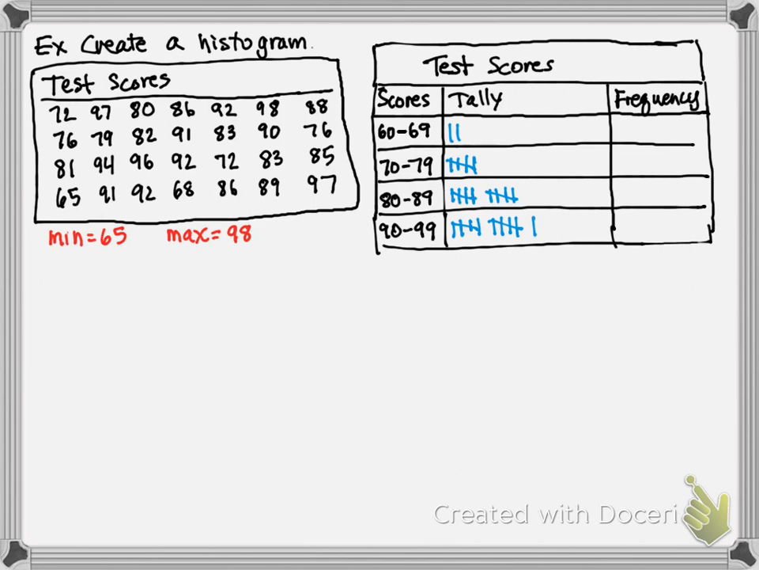So then I take those tally marks and I add them up. So 2 for the 60s, 5 for the 70s. I had 10 for the 80s and 11 for the 90s. Okay, so then I'm going to go ahead and make my histogram.